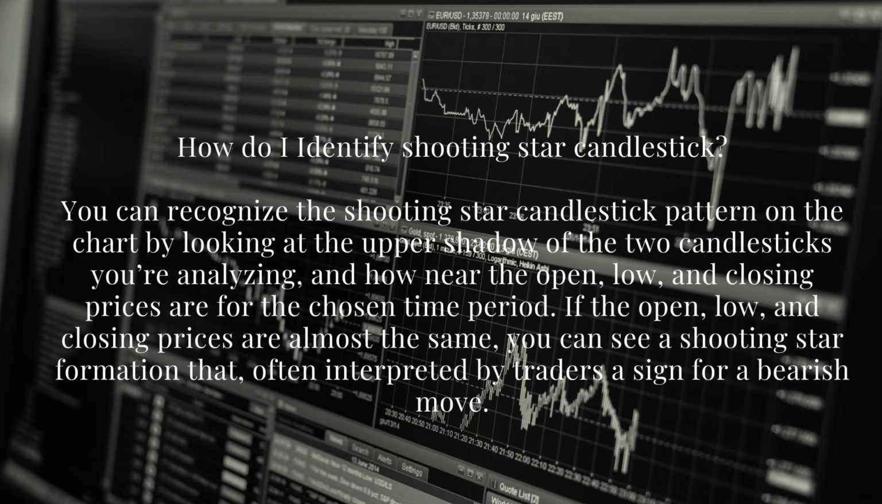How do I identify a shooting star candlestick? You can recognize the shooting star candlestick pattern on the chart by looking at the upper shadow of the 2 candlesticks you are analyzing and how near the open, low and closing prices are for the chosen time period. If the open, low and closing prices are almost the same, you can see a shooting star formation that is often interpreted by traders as a sign of a bearish move.